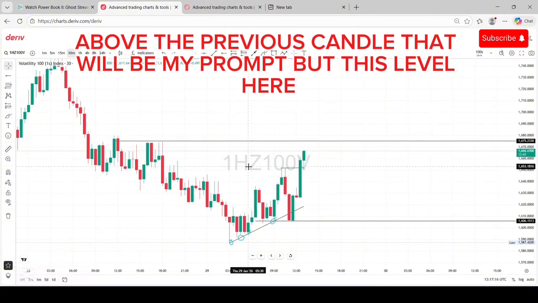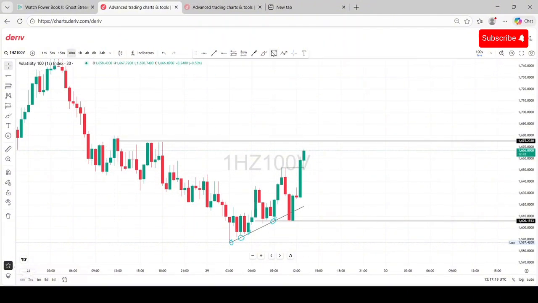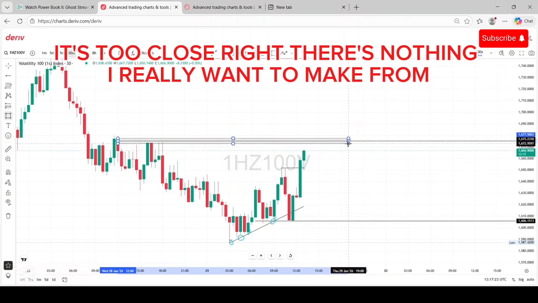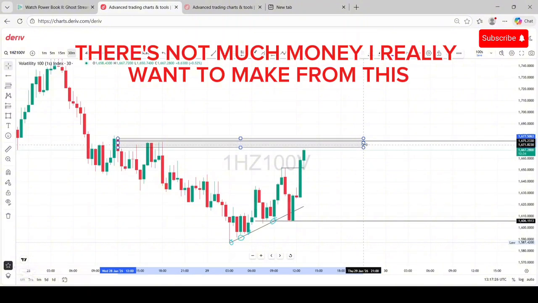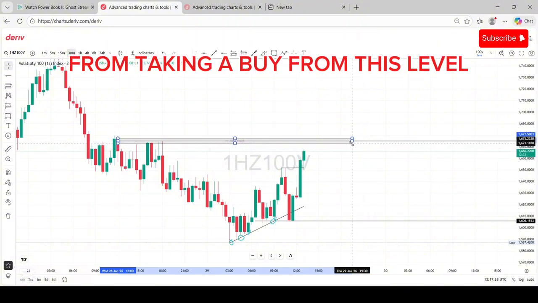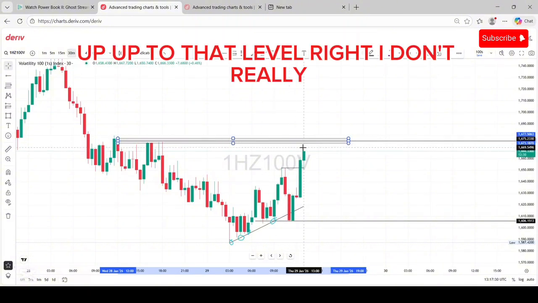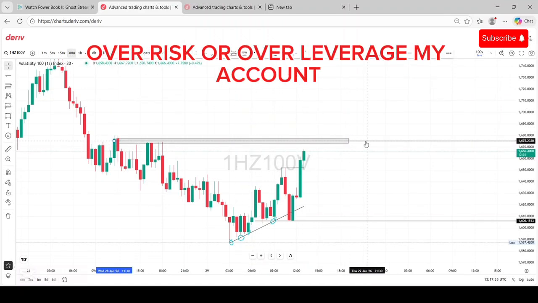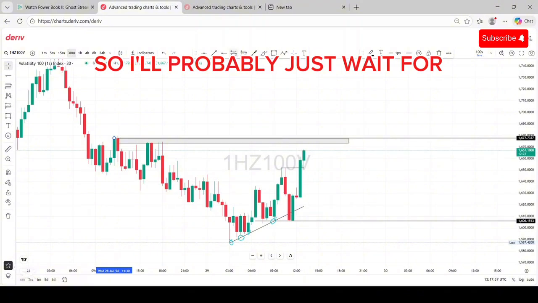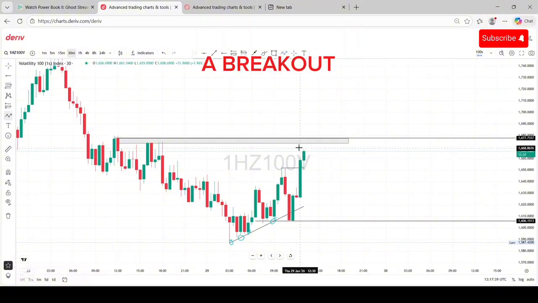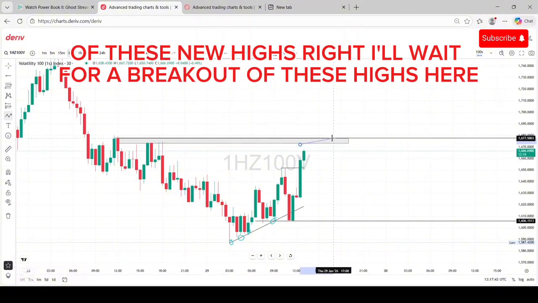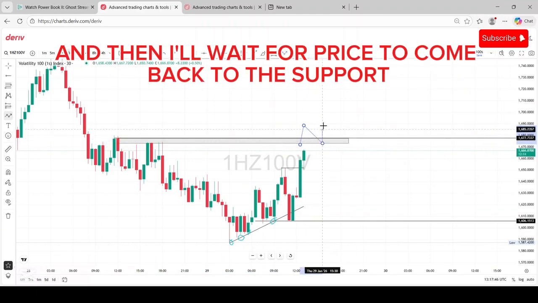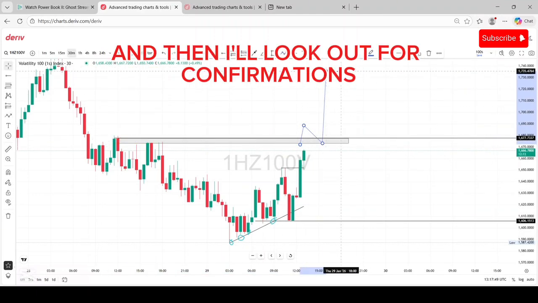That'll be my prompt. But this level here is too close, right? There's not much money I really want to make from taking a buy from this level up to that level, right? I don't really need all of that. I don't want to over risk or over leverage my account. So I'll probably just wait for a breakout of these new highs, right? I'll wait for a breakout of these highs here, and then I'll wait for price to come back to the support, and then I'll look out for confirmations.